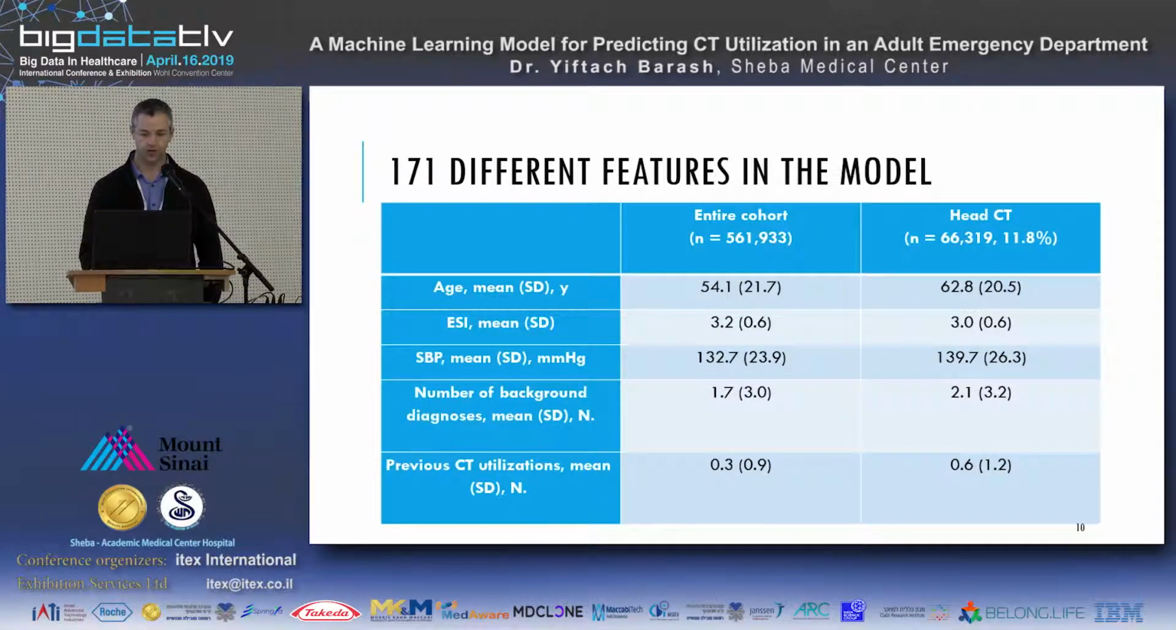Here we can see that patients that undergo head CT in the ED were older by 8 years, but the ESI was almost similar. They had more background diagnoses, the systolic blood pressure was higher, and they underwent more CT scans in the past. The differences can all be attributed to the age difference.